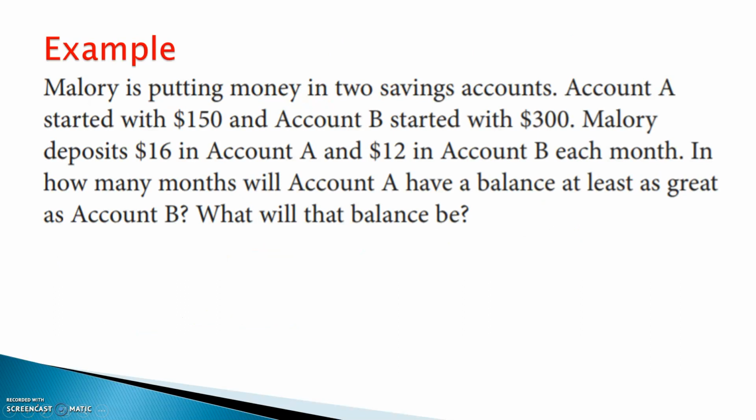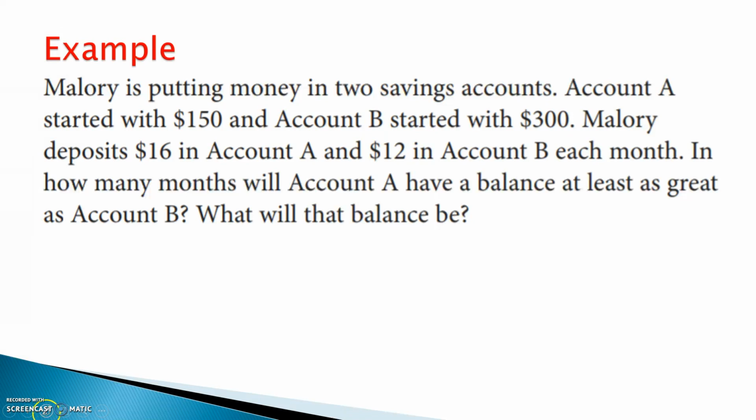It says Mallory is putting money into savings account A, starting with $150, and account B started with $300. Mallory deposits $16 in account A and $12 in account B each month. In how many months will account A have a balance at least as great as account B? So when will they be the same? And then here's the other question, what will that balance be?